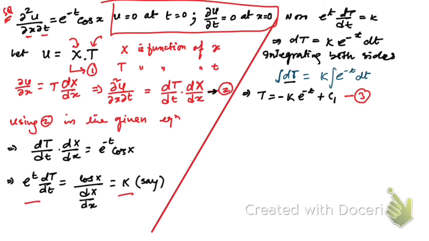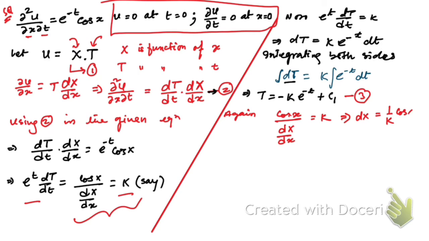Okay, so now again this part, what we can write is cos x times dX by dx is equal to k. So here, from here we can write dX is equal to 1 by k cos x dx. We can write it this way. If you simplify this equation, you may check yourself, you can get this result, right? So that's what we're going to have.